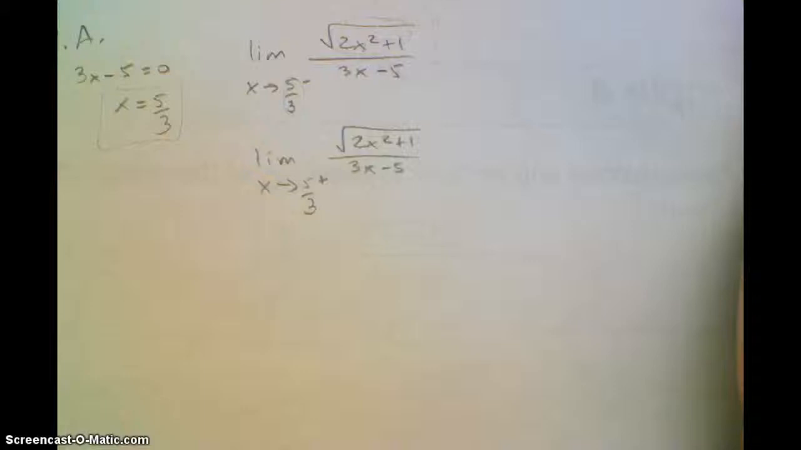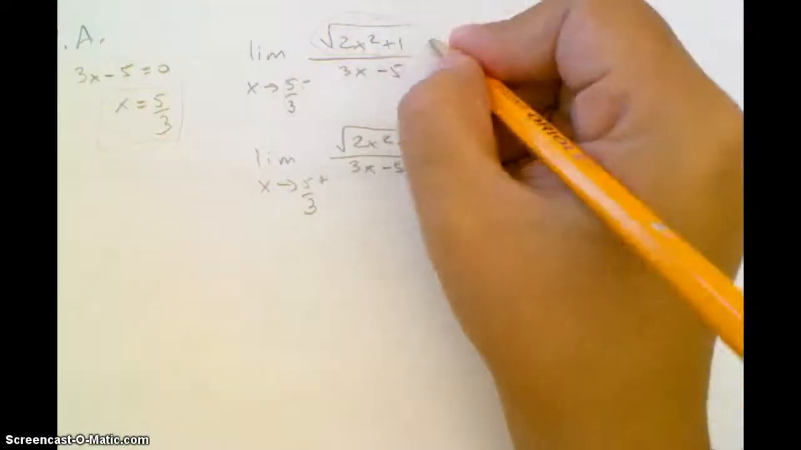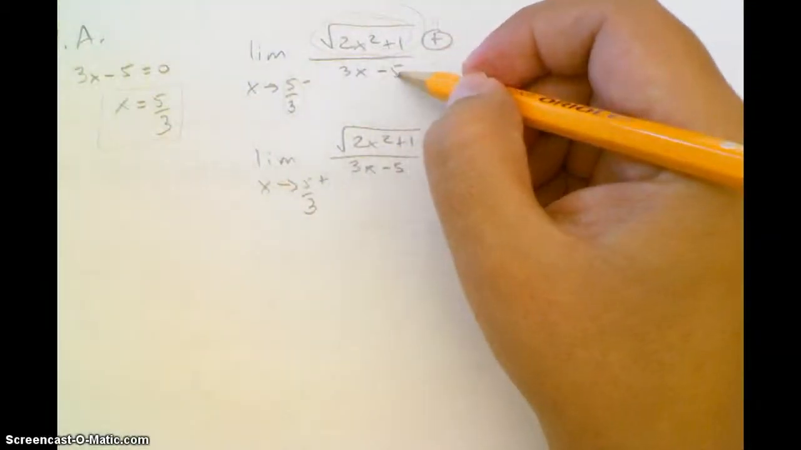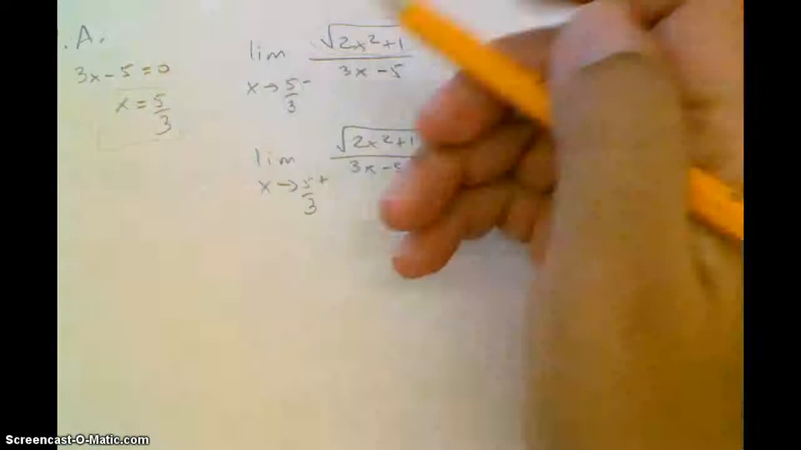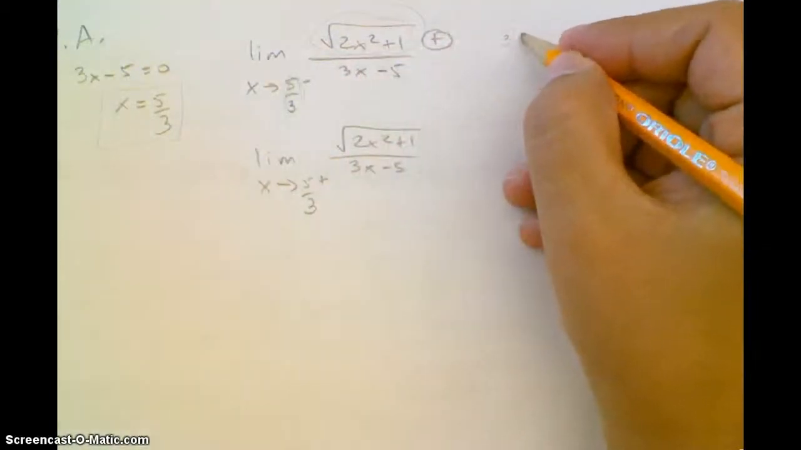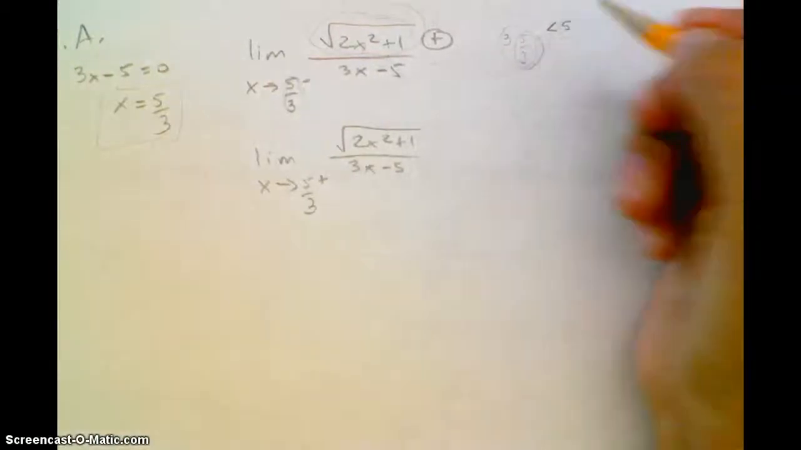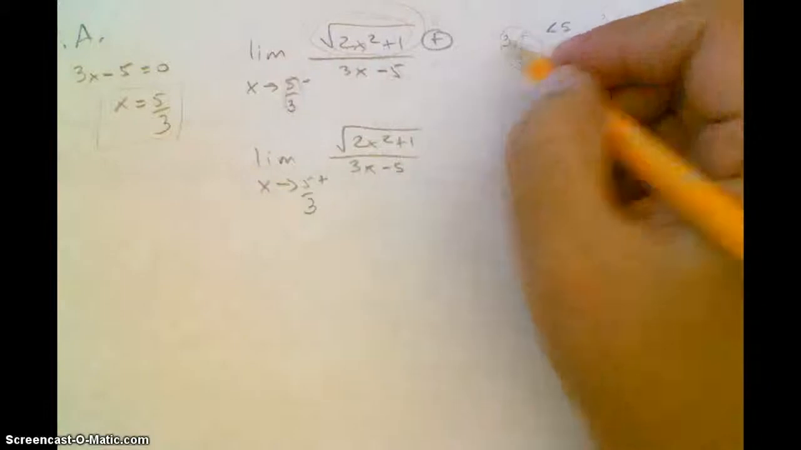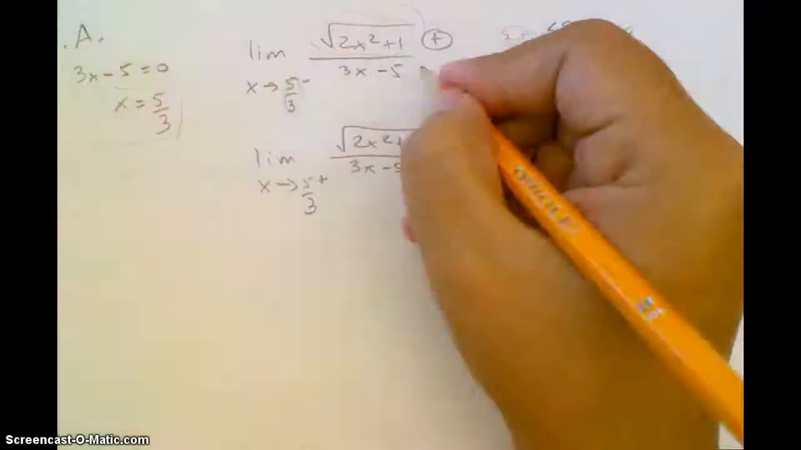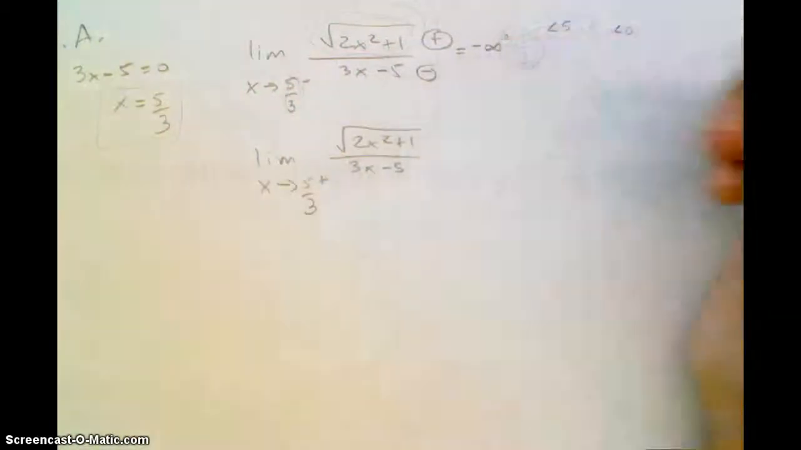Now I just have to determine if it's going to be a positive one or a negative one. A square root of any number is always positive, so the top is always positive in this case. And now the denominator, I just have to make sure that I pick the right sign. If I'm to the left of 5/3, then for a number less than 5/3, 3 times that is going to be less than 5. So if I have a number less than 5, minus 5, I know that's going to be less than 0. So the bottom is going to be negative. Therefore, this limit will be negative infinity.